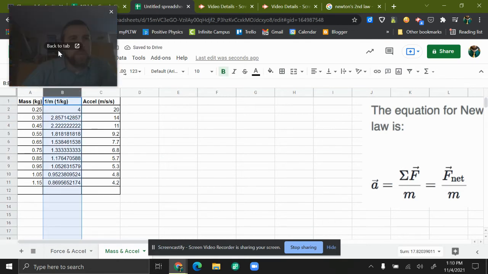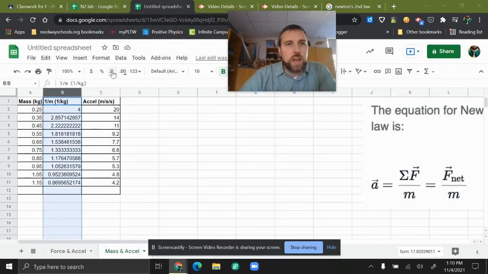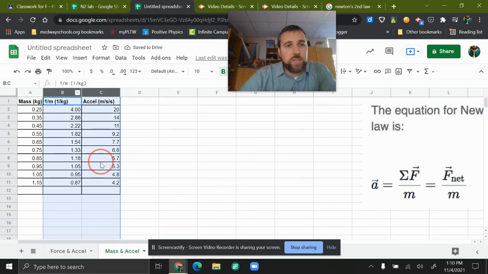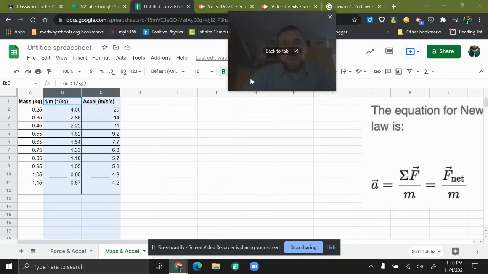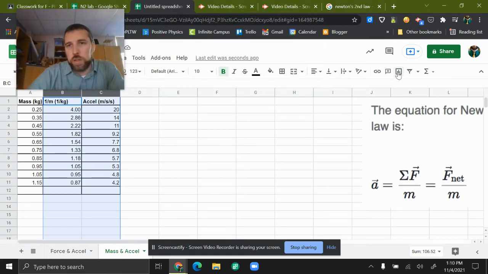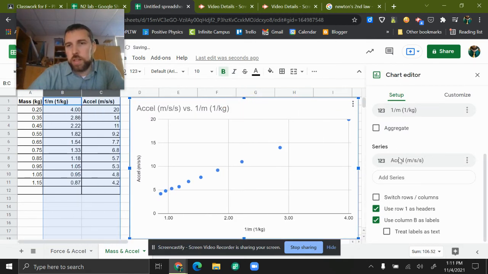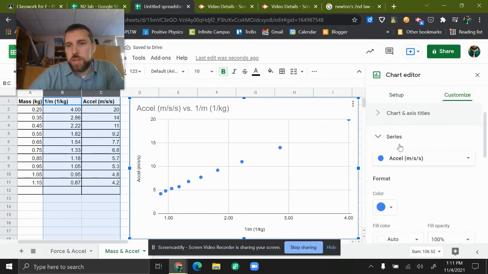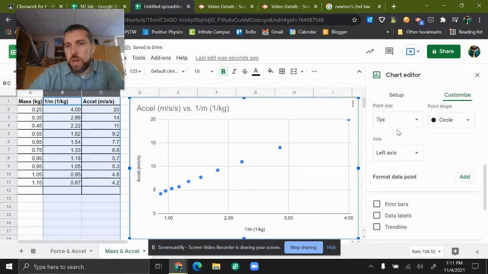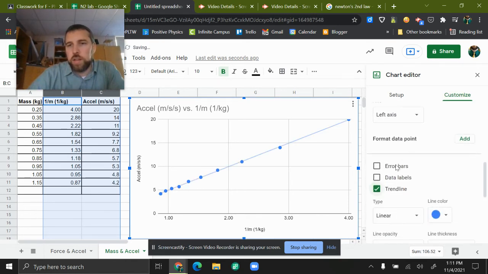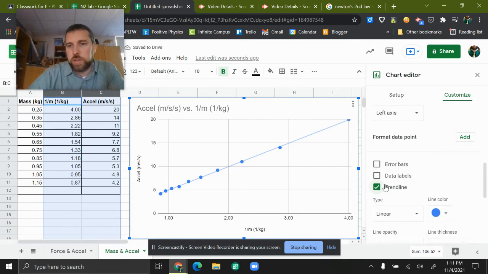If I want to clean this up and not have all of the digits, that's what these two things do. They can decrease the number of digits and maybe keep it to the same number that are here. Excellent. So I'm going to graph 1 over the mass by the acceleration and see what that looks like. Bam, that looks nice and linear. Let's check the trend line, series, trend line, linear, excellent. So that looks much better.